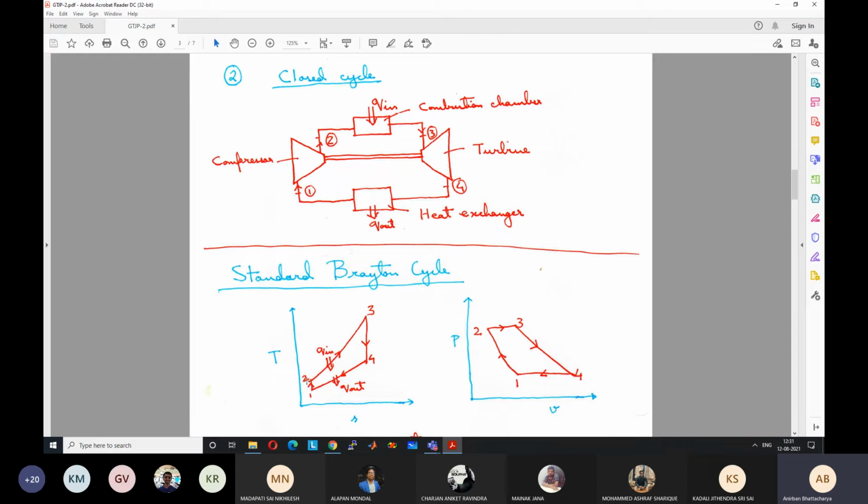What will be the work input? Work input to the compressor is H2 minus H1, the change in enthalpy that is occurring in the compressor. Work output from the turbine is H3 minus H4, the change in enthalpy in the turbine. Energy input in the combustion chamber is H3 minus H2. So the energy increase that is occurring in the combustion chamber is equal to H3 minus H2.